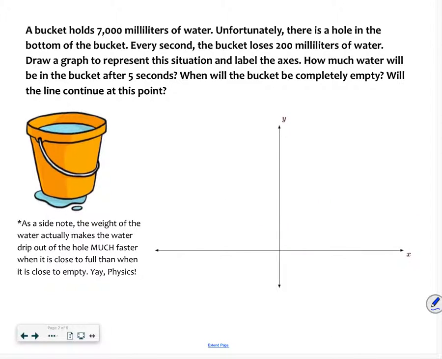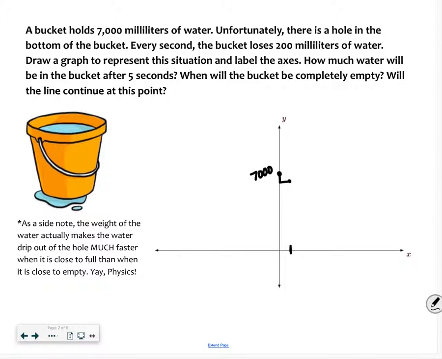In this one, it says a bucket holds 7,000 milliliters of water. Unfortunately, there's a hole in the bottom of the bucket. Every second, the bucket loses 200 milliliters of water. Draw a graph to represent this situation and label the axes. So if I'm doing that, I start out with 7,000 milliliters. I go down 200 and over 1.